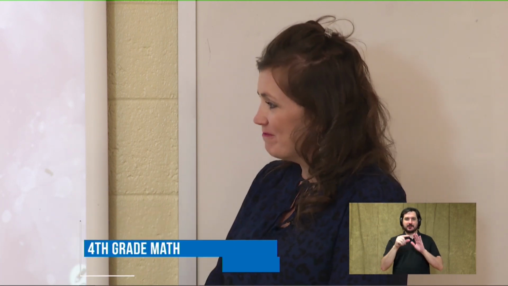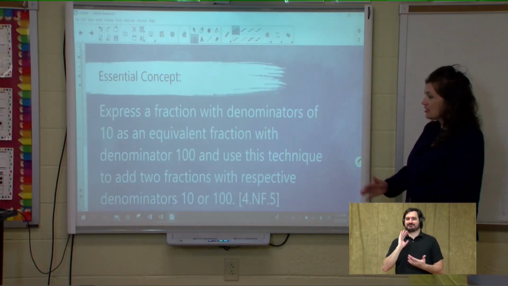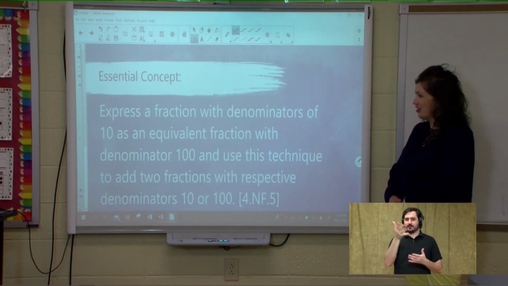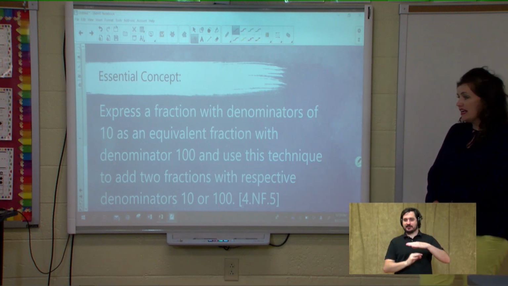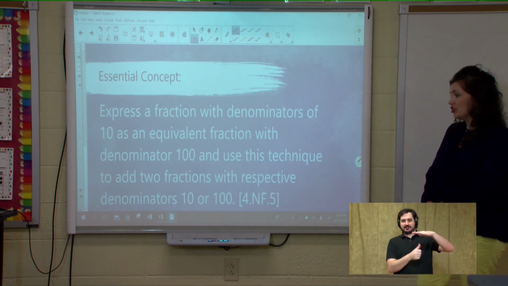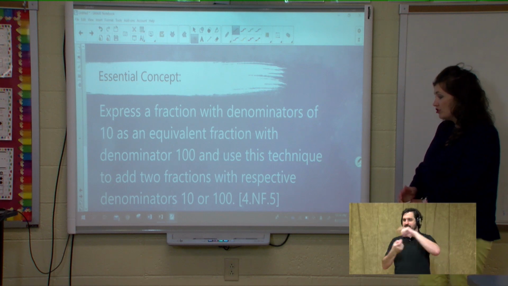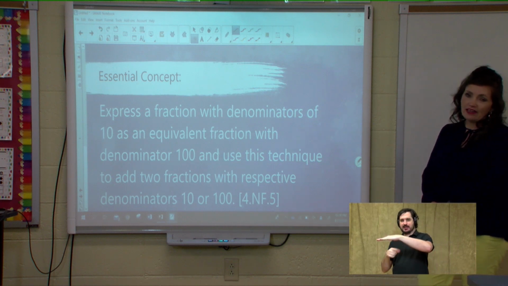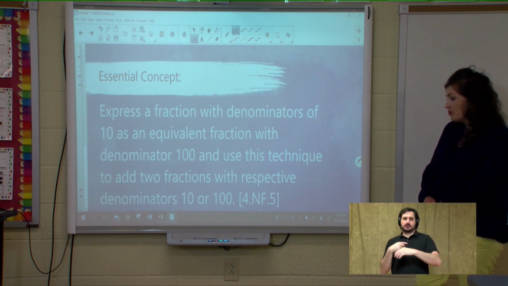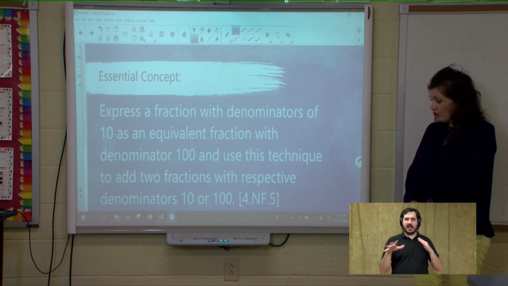We are going to have some fun with fourth grade math today. Let's jump in. All right, guys, so our essential concept today is to express a fraction with denominators of 10 as an equivalent fraction with denominators of 100. And we're going to use this technique to add fractions with respective denominators of 10 or 100.